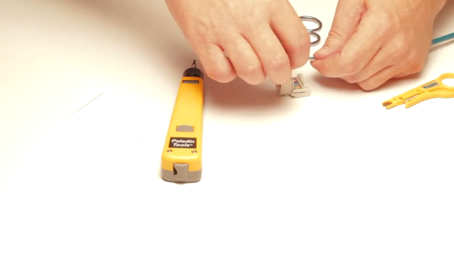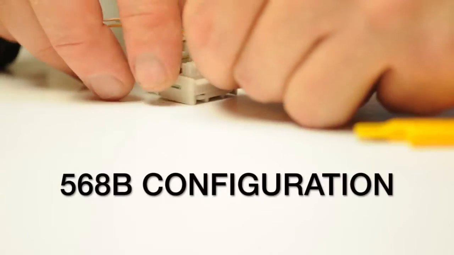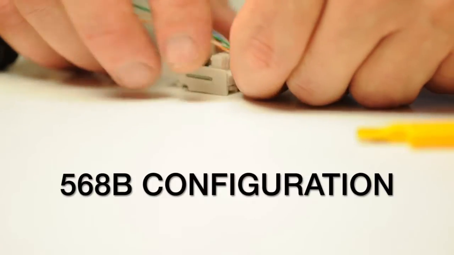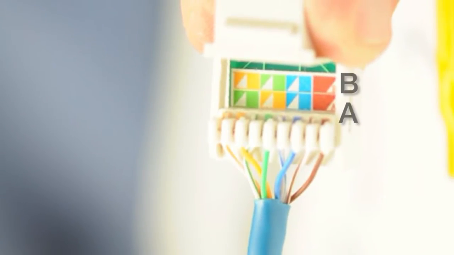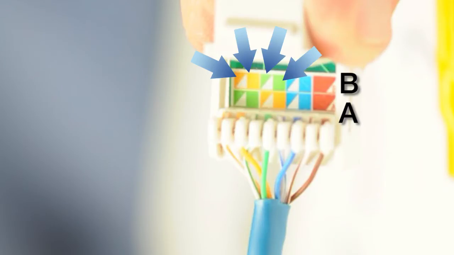Once I have my pairs all fanned out, I'm going to lay them onto my jack in the appropriate color code. The color code shows the order of conductors. You'll notice that each conductor has a color: orange-white, orange, green-white, green, etc. Match the colored conductors to the color code and place in the appropriate IDC slot. For most applications, choose the 568B color code.